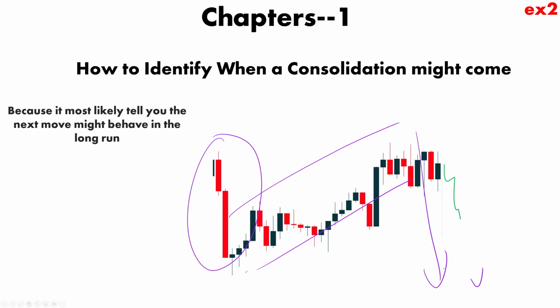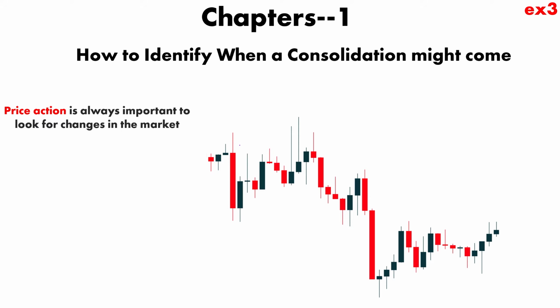Let's look at another example. You will clearly understand what I mean. Here we have another move to the downside, and then this is the only candlestick that pushed the market to the downside. But once we push to the upside, there will always be some moves: correction, move, correction, and another move. And clearly, by looking at price action, this is why I said price action is always important to look for a change in the market.